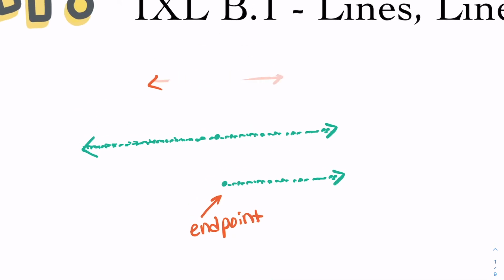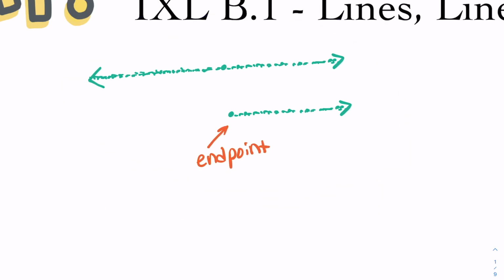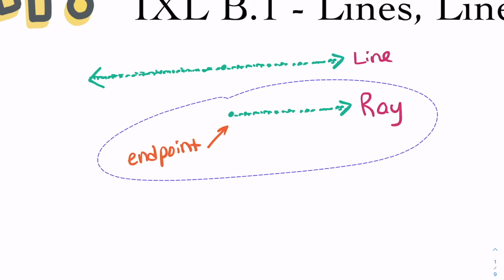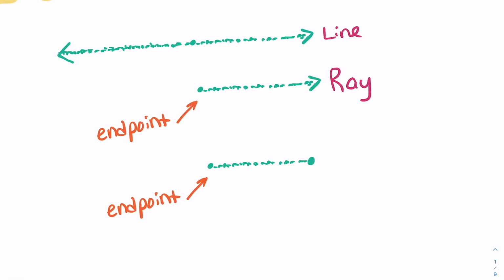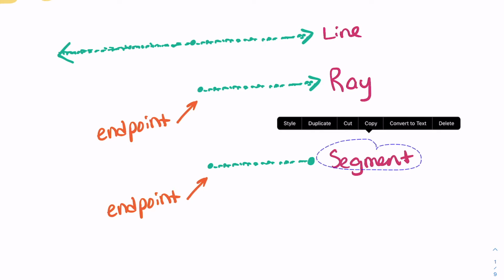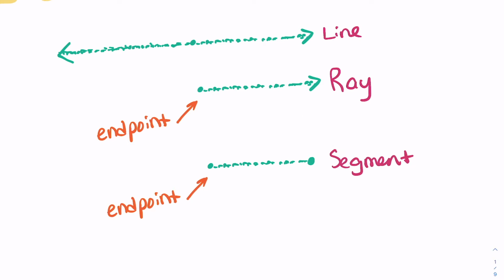All right, so let me erase this and move some stuff around. Here's our line. Here's our ray. So this one's a line. This one is a ray because it has that endpoint. And then I'm going to copy this and paste it. So this is a segment, and it's when my line doesn't go on forever. It then has another endpoint. This is what we call a segment, and it's because it has two endpoints.